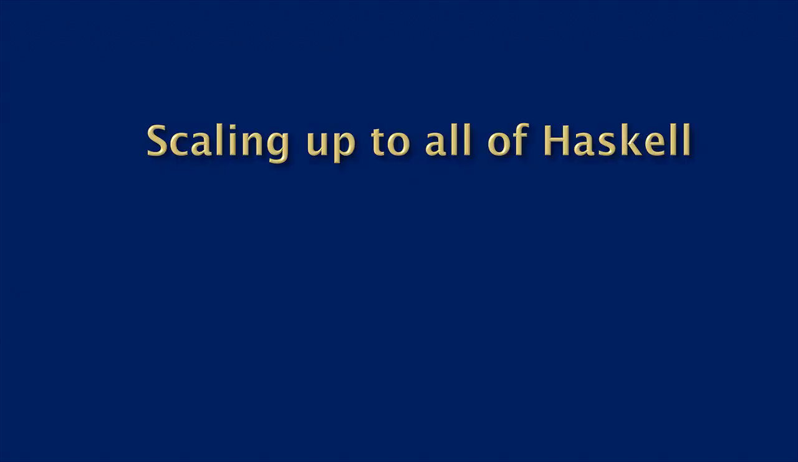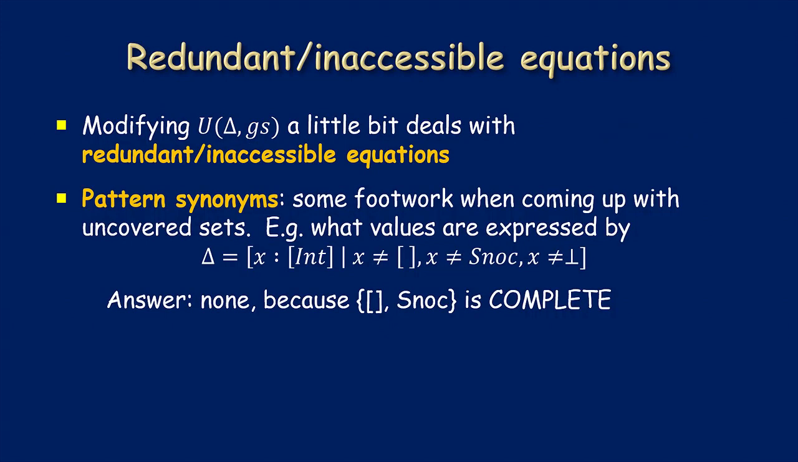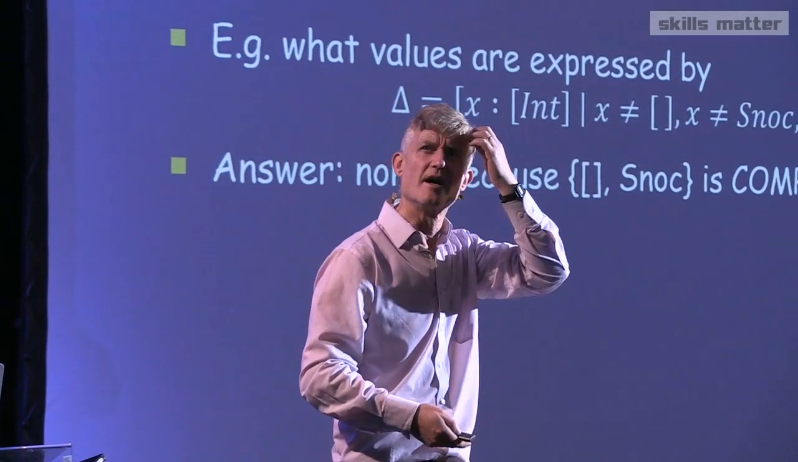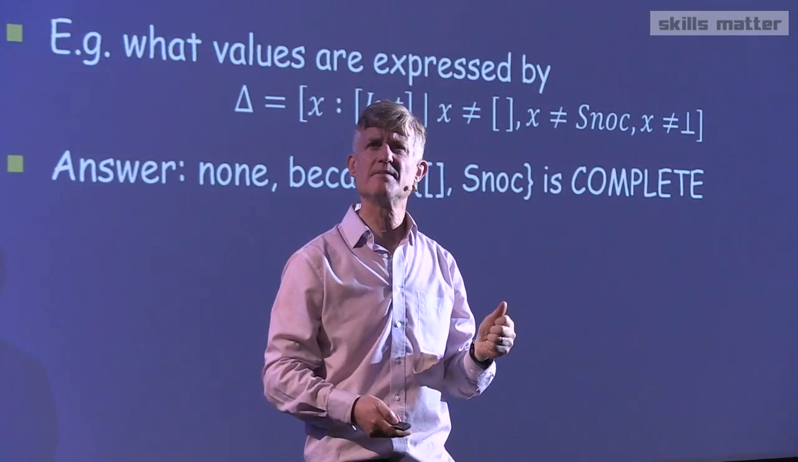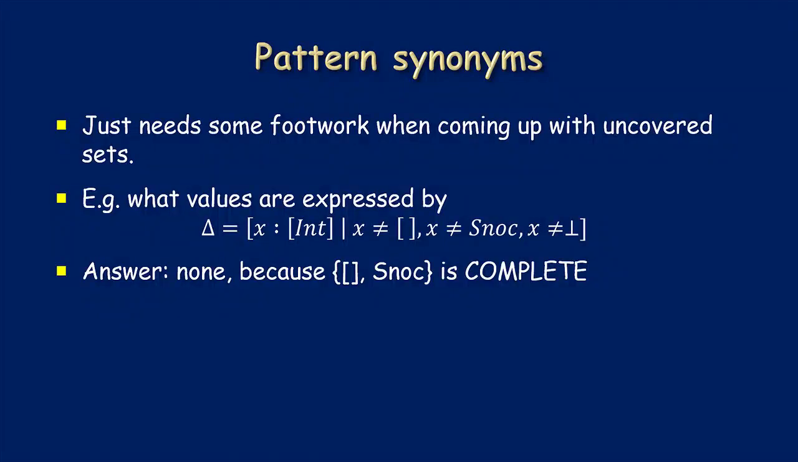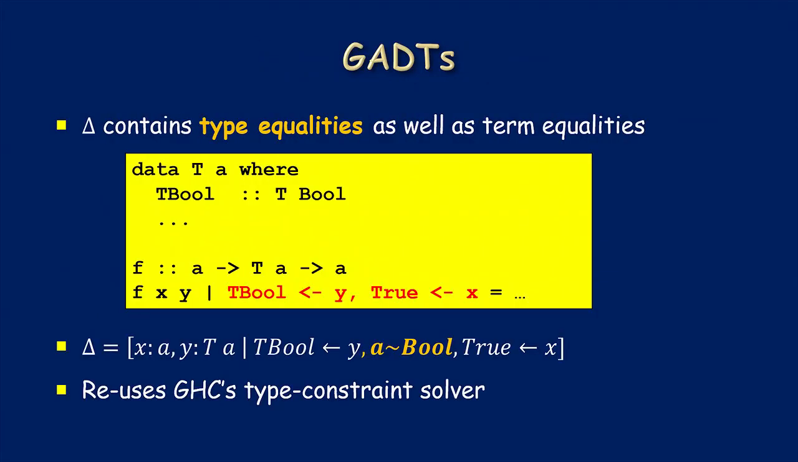So now, in the remaining 1 minute, how does this work for everything? So this really does scale to everything. I haven't talked about redundant and inaccessible equations. Works fine for that. Pattern synonyms works fine for that. The pattern synonyms, yes, I'm not going to say any more about that. GADTs works fine for that too.